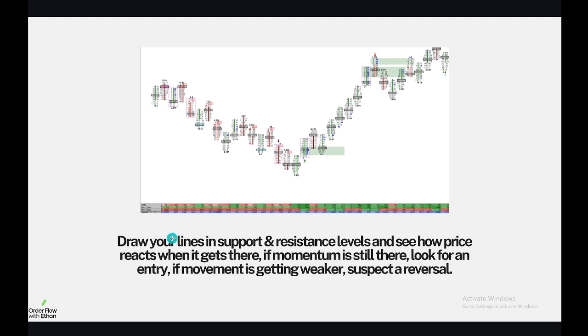So what you should do is draw your lines at support and resistance levels and see how price reacts when it gets there. If momentum is still there, look for an entry. If movement is getting weaker, suspect a reversal is going to happen, and this is where you're going to take your order, exactly for a setup like this one.